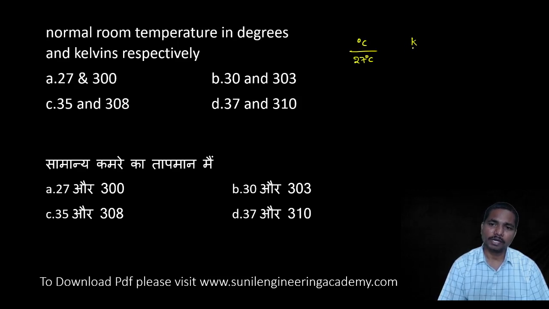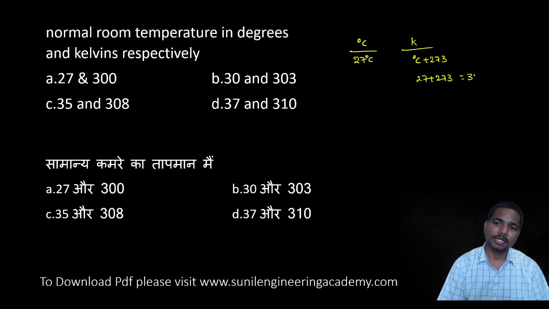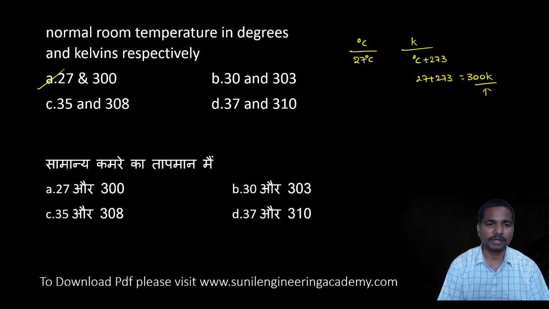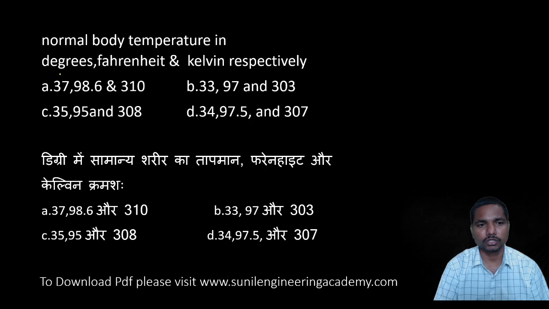If you want it in Kelvin, Kelvin is equal to degree Celsius plus 273. That is 27 plus 273, that is 300 Kelvin. Okay, 300 Kelvin. So 27 and 300. Coming to the next question.